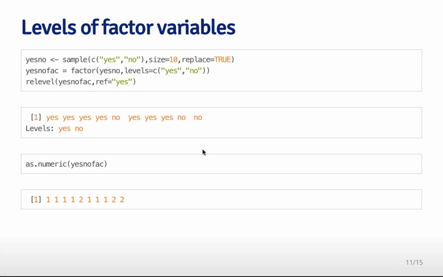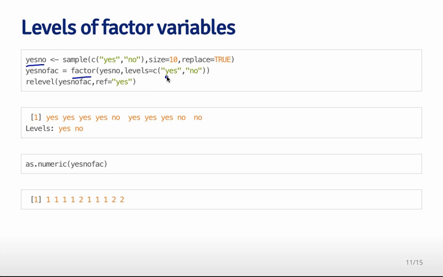So a couple of other things that you might want to know about factor variables. Here, I'm going to create just a dummy vector so that we can see some other properties of factor variables. I'm going to create a vector of yeses and nos, and I'm going to do that randomly. I'm going to generate a size 10 vector of yeses and nos, and turn that into a factor variable. By default, it's going to treat the lowest value alphabetically as the first value in the factor variable.